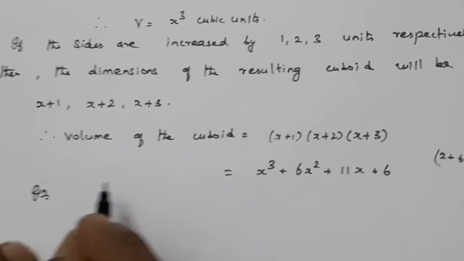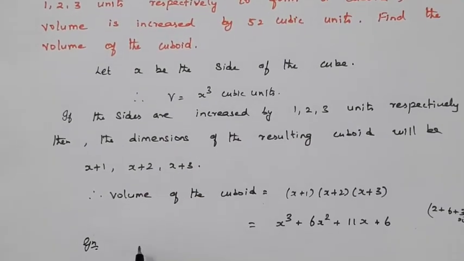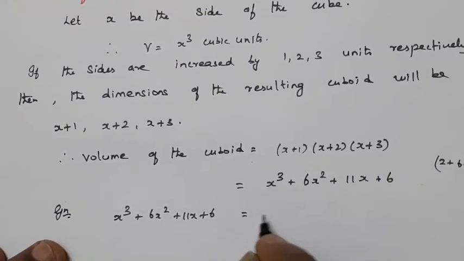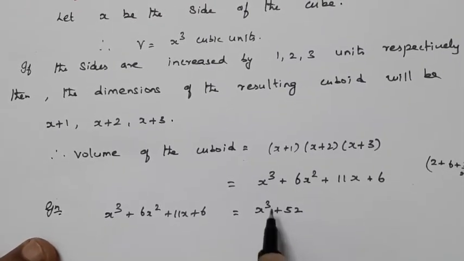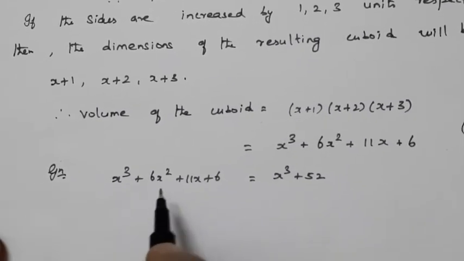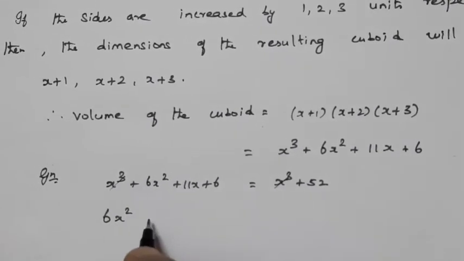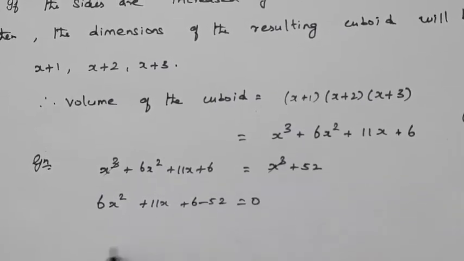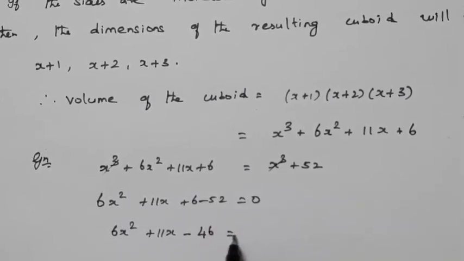Now the given condition is volume of the cuboid will be equal to 52 plus volume of the cube. So given that x cube plus 6x squared plus 11x plus 6 is equal to volume of the cube plus 52. Right, the volume of the cube is increased by 52, so it will be equal to x cube plus 52. So from this we have to get the value of x. Cancelling this x cube on both sides and simplifying, we have 6x squared plus 11x plus 6 minus 52 equal to 0. That is 6x squared plus 11x minus 46 is equal to 0.